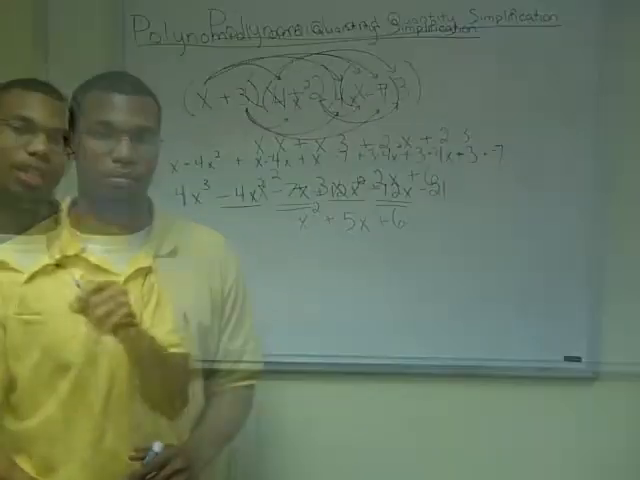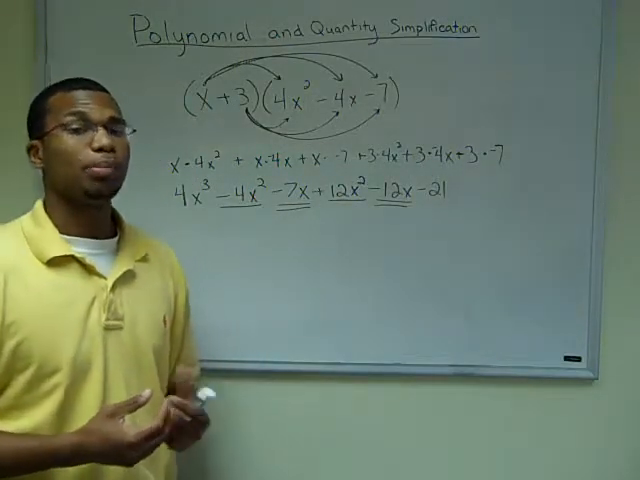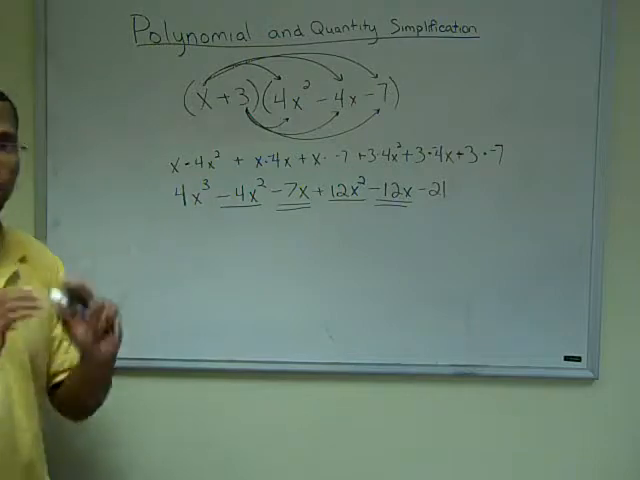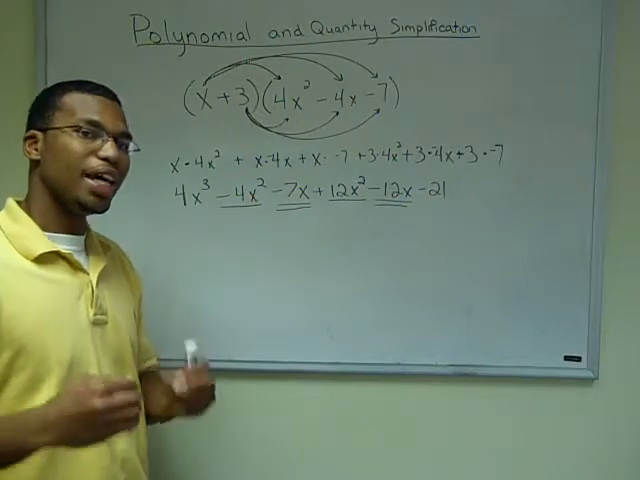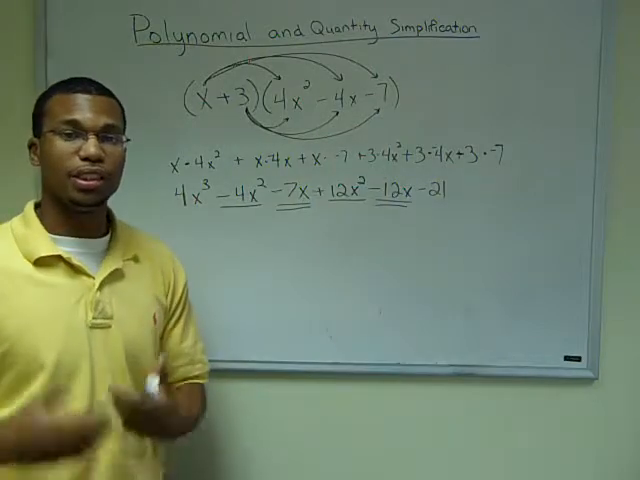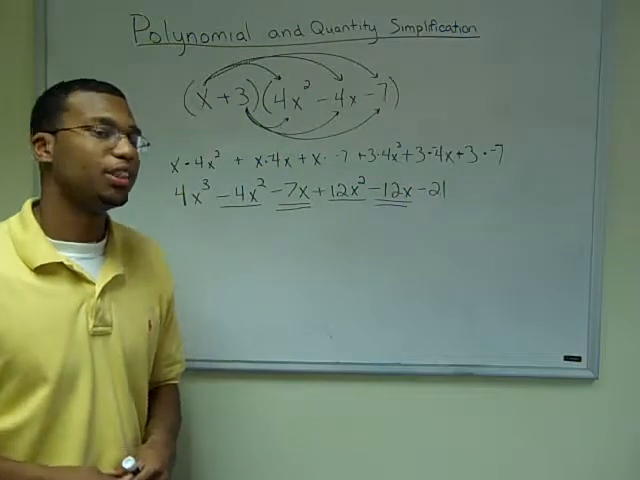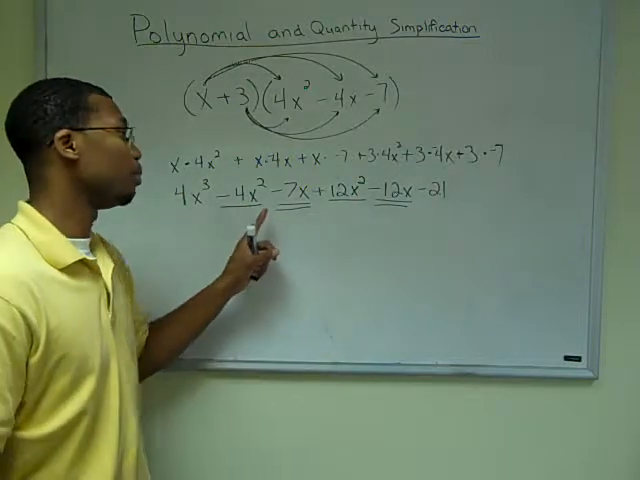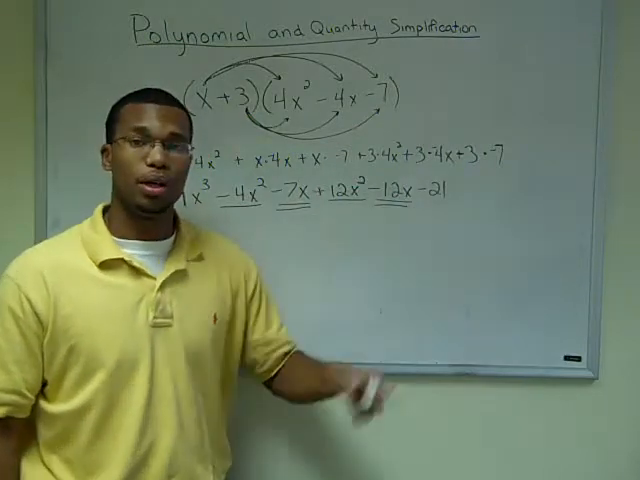plus 6. Now in this example, we have a quantity with two terms multiplied by a quantity of three terms. So what we're going to do is take the first term in the first quantity and multiply it by each of the terms in the second quantity. And then next, we're going to take the second term in the first quantity and multiply it by each of the terms in the second quantity. Once we do that, we get the simplified expression answer of 4x to the third power minus 4x to the second power minus 7x plus 12x squared minus 12x minus 21.